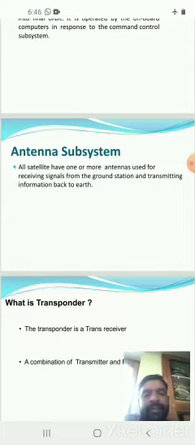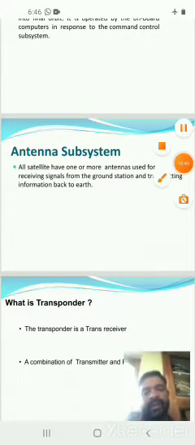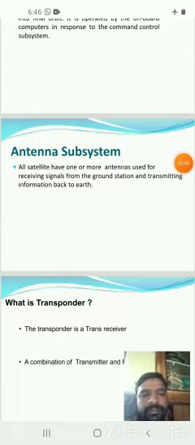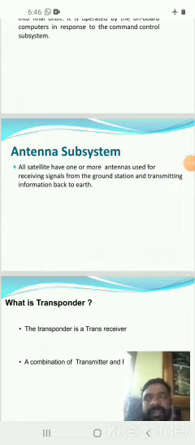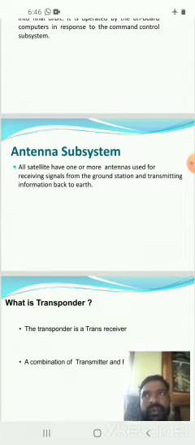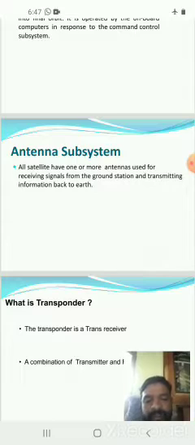Antenna subsystem. All the satellites have one or more antennas used for receiving the signals from the ground station and transmitting the information back to Earth. So the satellites mainly contain an antenna subsystem which is used to receive the signals from the Earth station and transmit the signals to the Earth station. The total communication satellite system depends upon the antenna subsystem, to communicate with the Earth station easily.